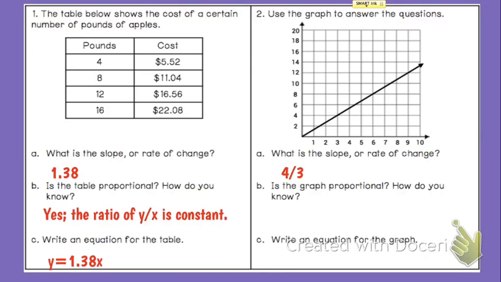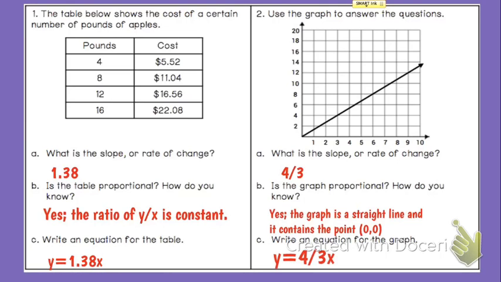That's how I found my slope. So is the graph proportional? How do you know? Yes, the graph is a straight line, and it contains the point 0, 0. Write an equation for the graph. Well, the graph would be y equals 4/3 x, because 4/3 is slope. Any number in front of the x is slope.